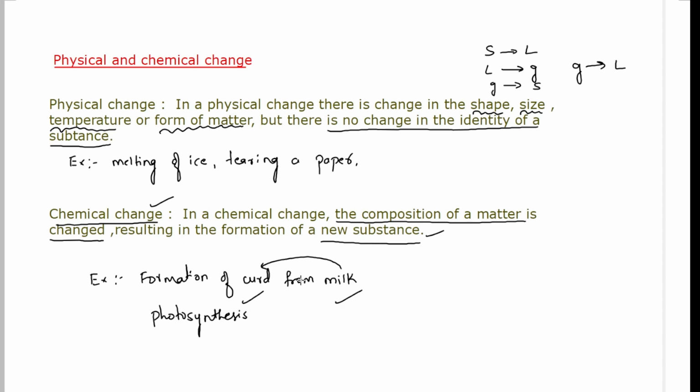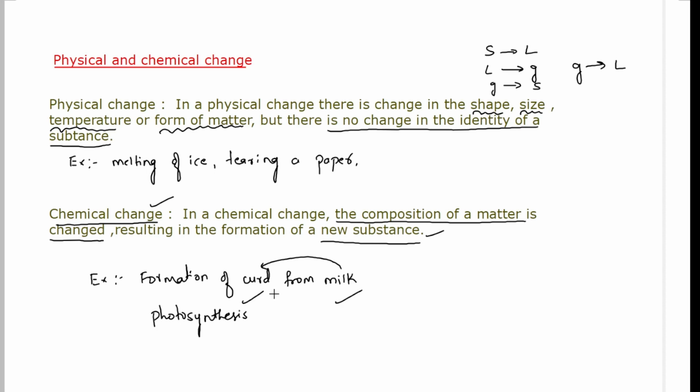The plants use carbon dioxide and water in the presence of sunlight. Using chlorophyll, they will form glucose. There is a formation of a different substance there. That is also an example of chemical change. Then fermentation of grapes and digestion of the food that we eat are also examples of chemical change.